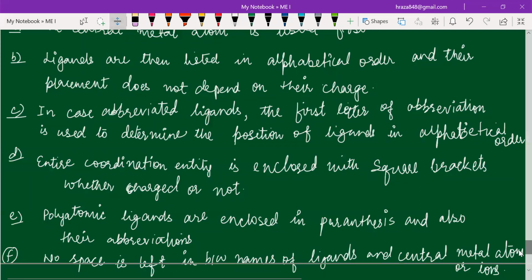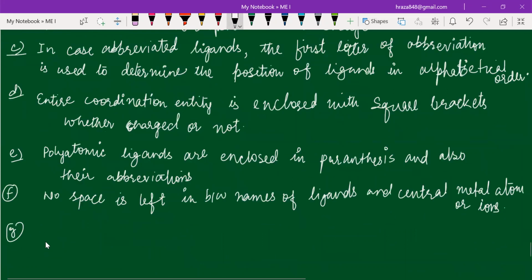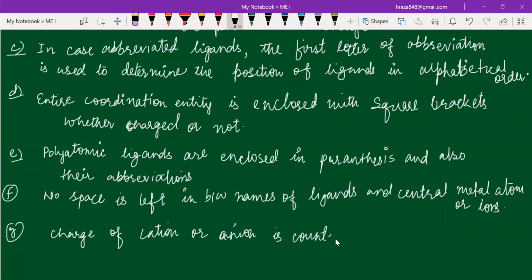The last but not the least, the charge of the cation or anion is counterbalanced. Please write it and then let me know.